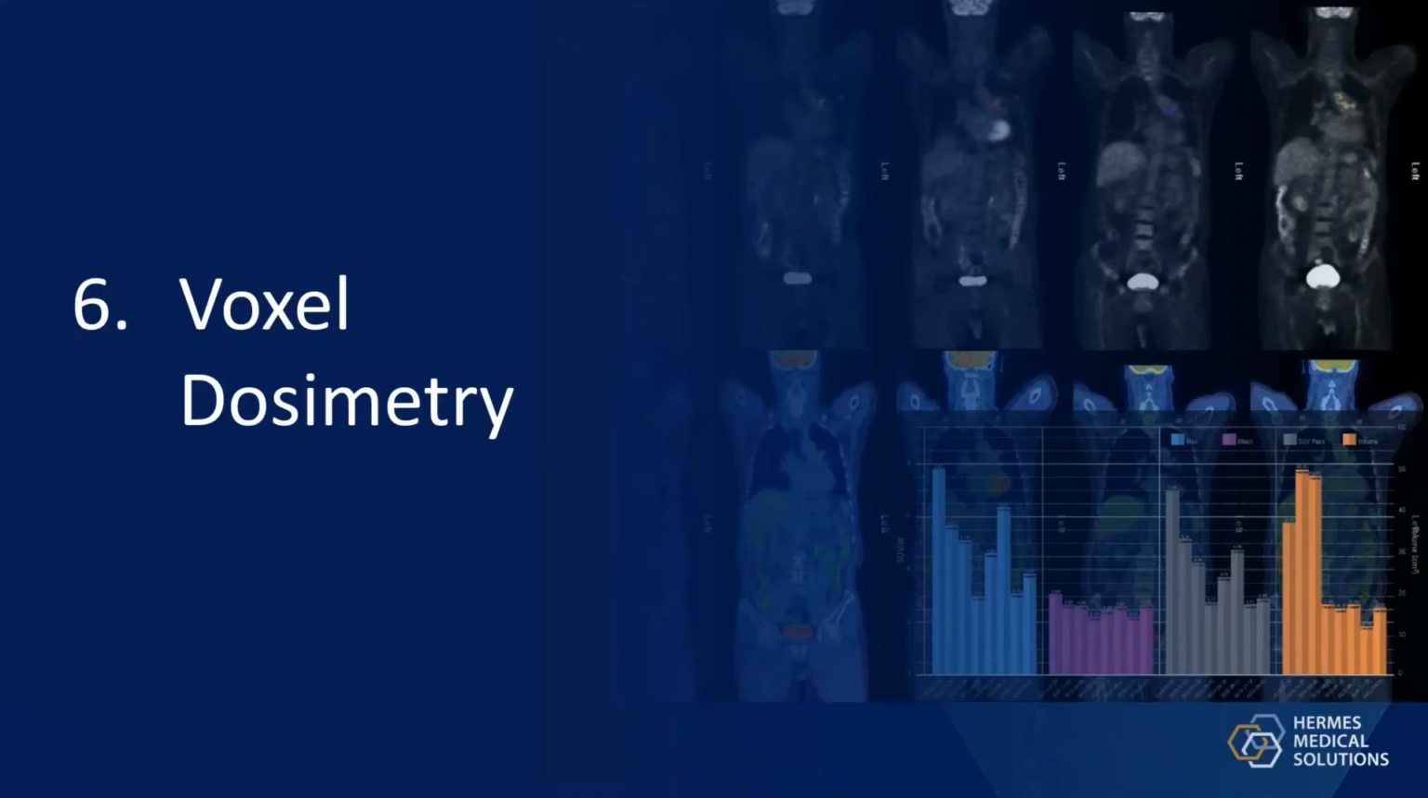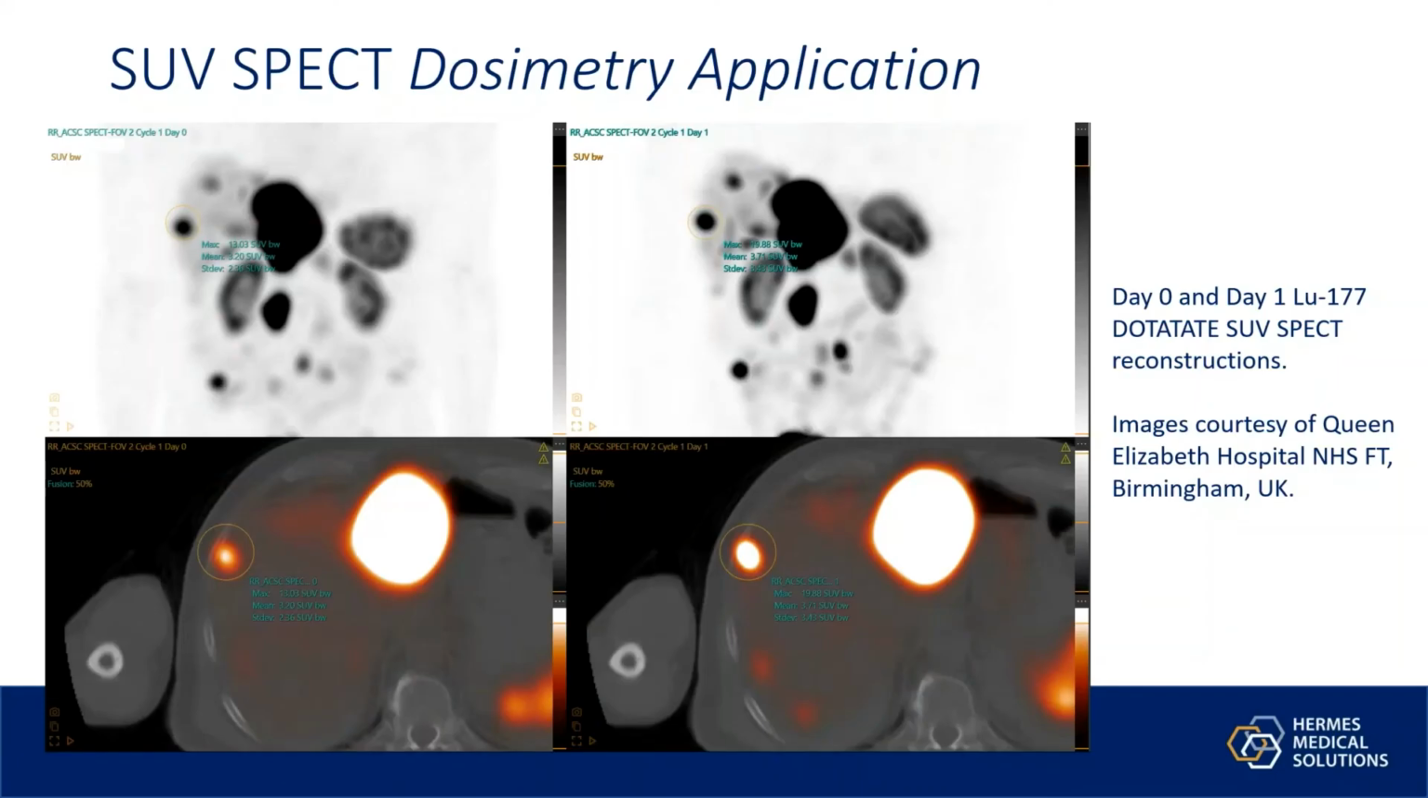Okay, so let's move on to the application to voxel dosimetry. Thanks again to Birmingham for these images. Rather than being from different cycles, these are two images taken after the same cycle of therapy. The patient has had the lutetium dotatate administered on day 0, that's the left-hand side images, and then they've been imaged again 1 day afterwards. We can see the change in the uptake between the organs and the tumors by this comparison.